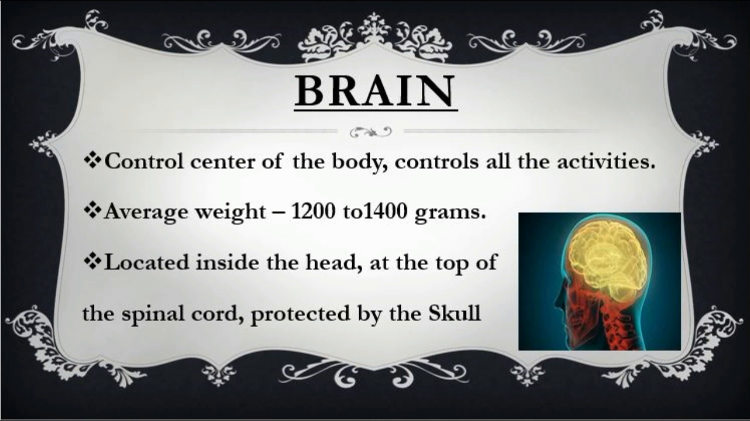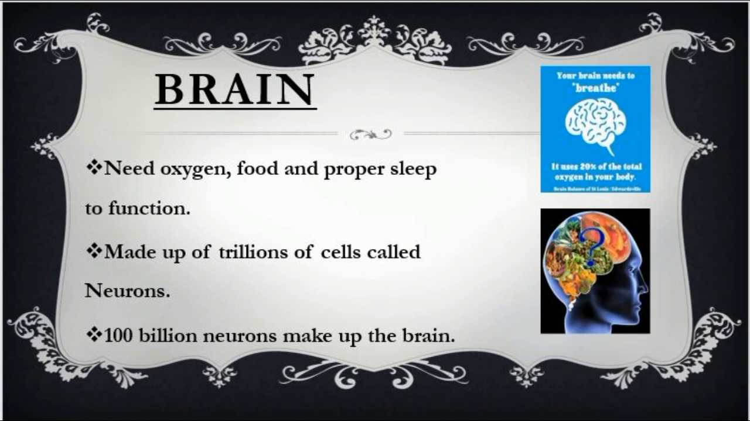It is located inside the head, at the top of the spinal cord, protected by a bony structure called skull. The brain needs oxygen, food and proper sleep to function properly. It is made up of trillions of special cells, called neurons. About 100 billion neurons make up the brain. These neurons are linked together to control all the body's activities.